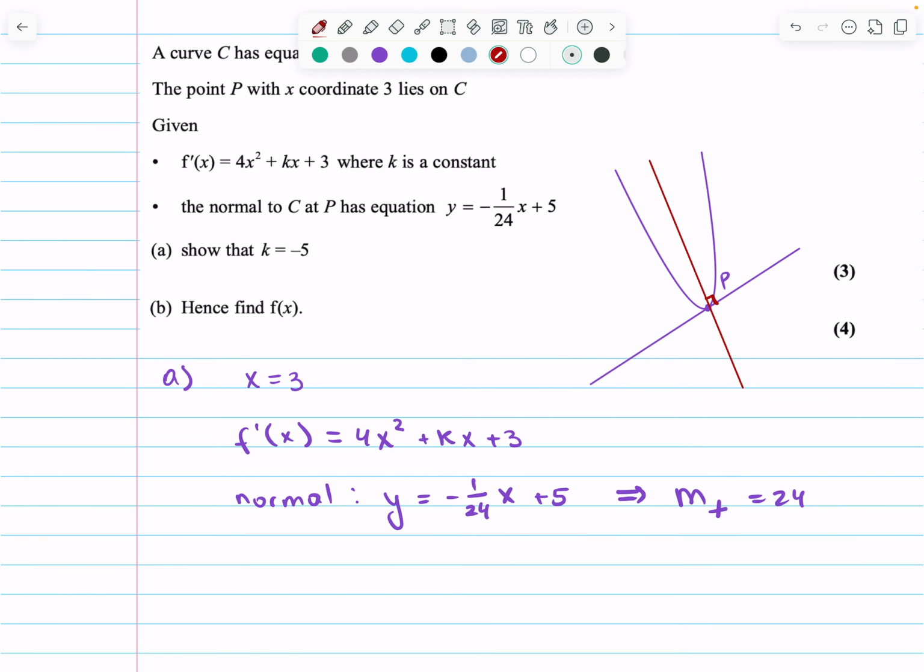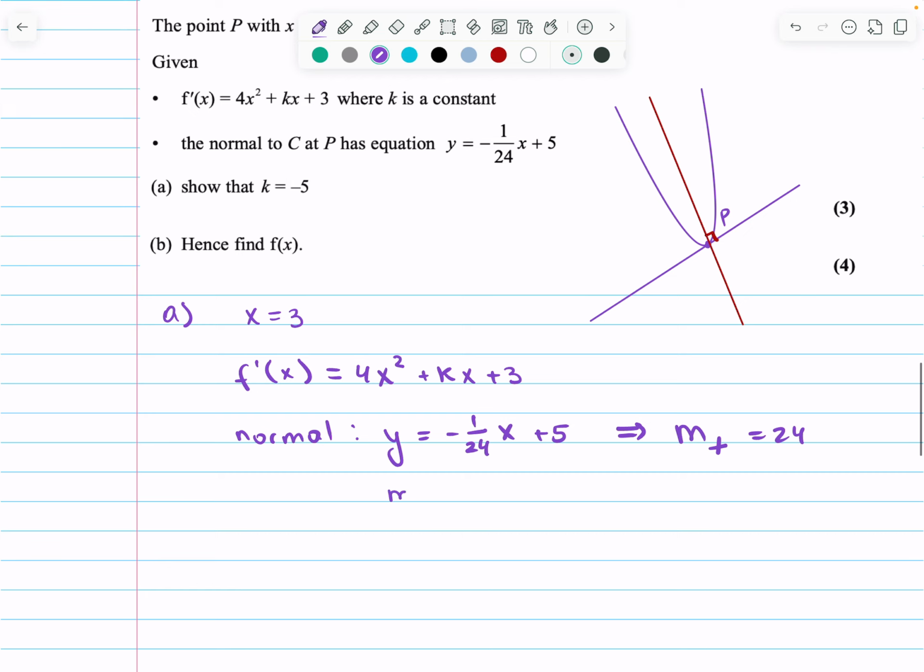That is obviously going to be perpendicular to the tangent line. If two lines are perpendicular, the product of their gradients is equal to -1. So remember that: the gradient of the tangent line times the gradient of the normal line is going to be equal to -1. Since the gradient of the normal line is -1 divided by 24, you can easily identify the gradient of the tangent line, which is going to be 24.